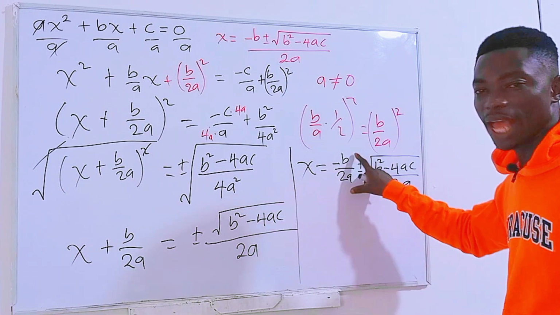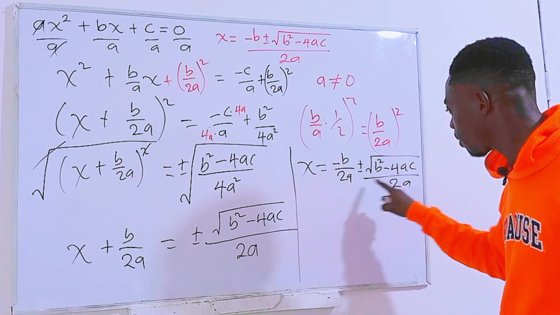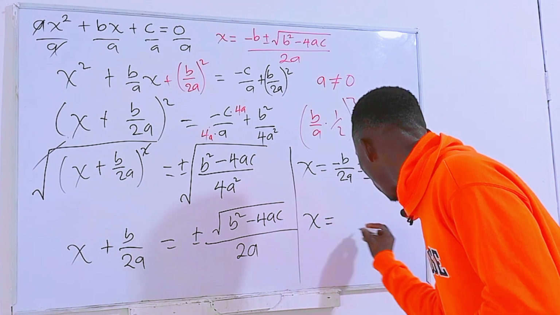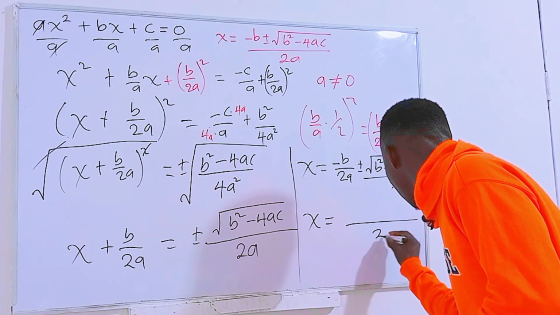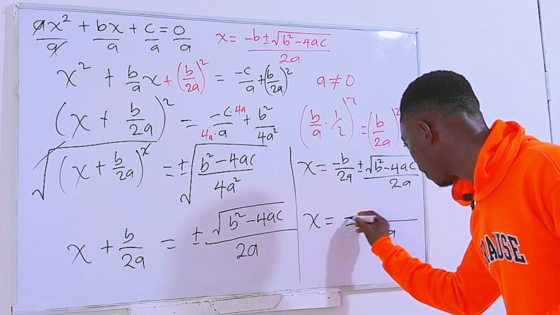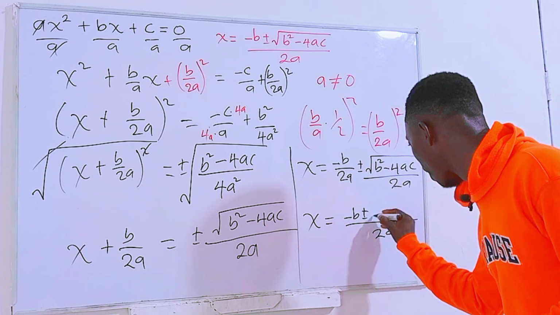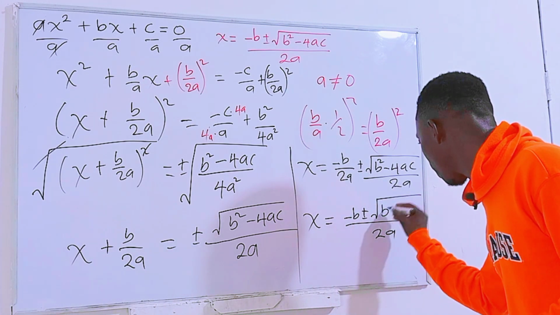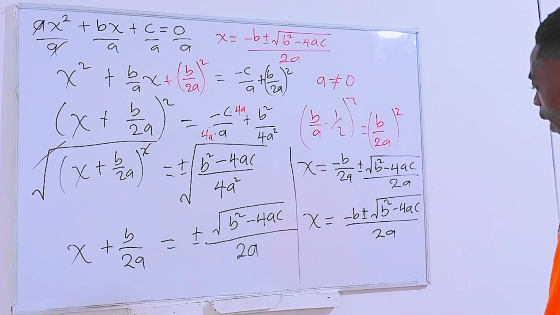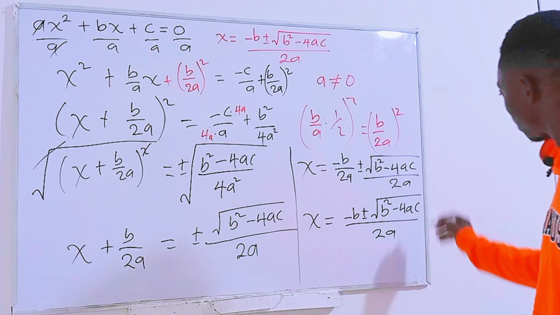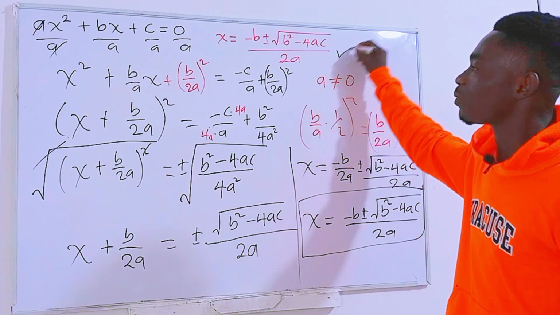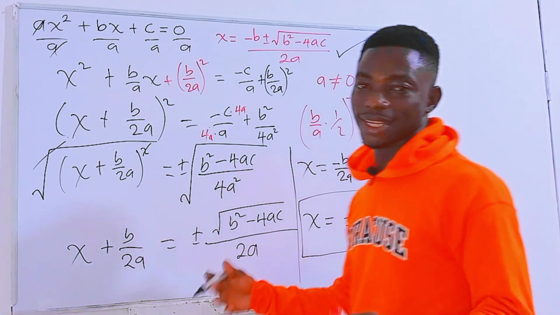And now we can see that we have two fractions with the same denominators. And if that happens, we can actually combine them by writing one of the denominators as the LCM and then combine the numerators, which would be minus b plus or minus square root of b squared minus 4ac. Can we simplify this further? No, and it looks the same as what we are supposed to find here, just like that.